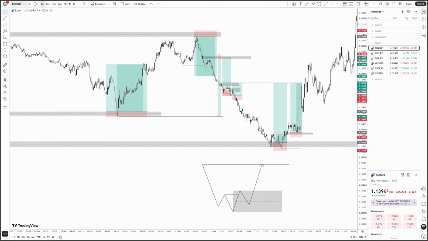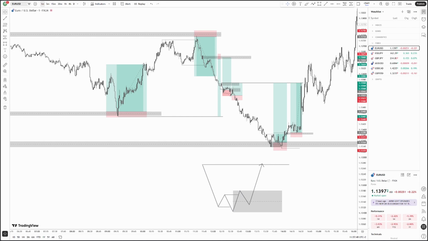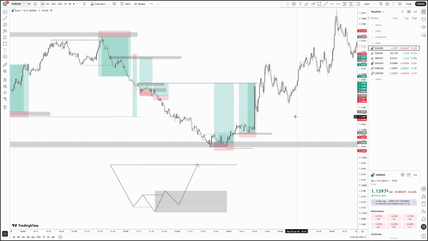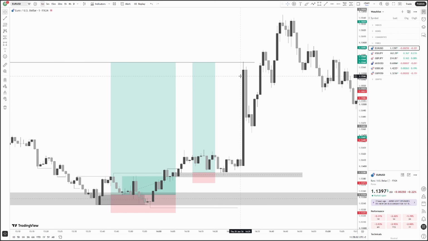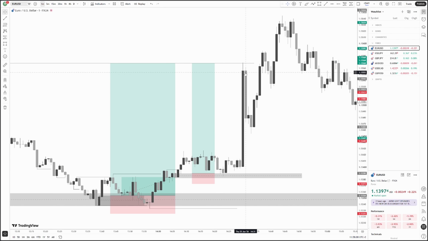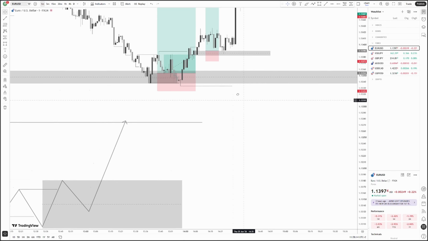Now I want to get back to the wicks and the candle closes and the continuation versus reversal breaks. Let's take this for an example. A candle close on its own doesn't really mean anything, right? This could have been a single wick. This could have been a single wick. It just depends on the time frame that you're using. Let me draw that out as well.